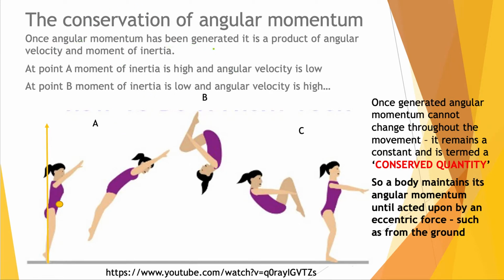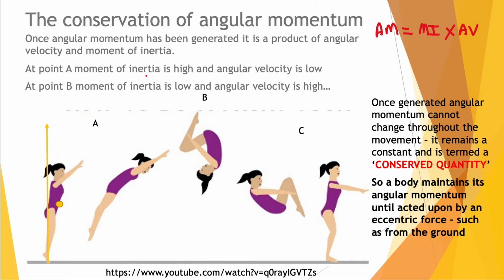So once angular momentum has been generated at takeoff, it remains the same throughout the somersault, or while the body is in the air, until it touches a surface again, in this case the floor. And from that point, it's a product of angular velocity and moment of inertia. So we need the equation here. Angular momentum is a product of moment of inertia and angular velocity. And what that means is it's really similar to our cardiac output, heart rate, and stroke volume, isn't it?